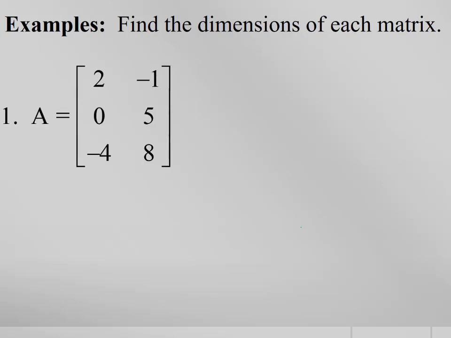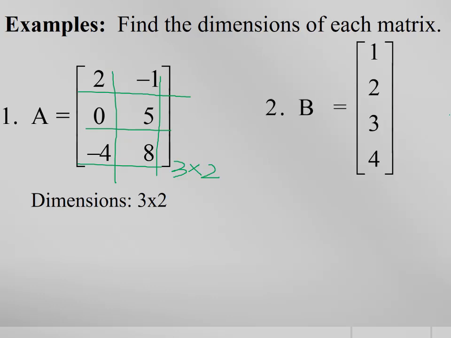So let's talk about this one. Let's find the dimension of this matrix. First row, second row, third row, so we have 3 rows. How many columns? 1 column, 2 columns. So the dimension of this matrix is 3 by 2.